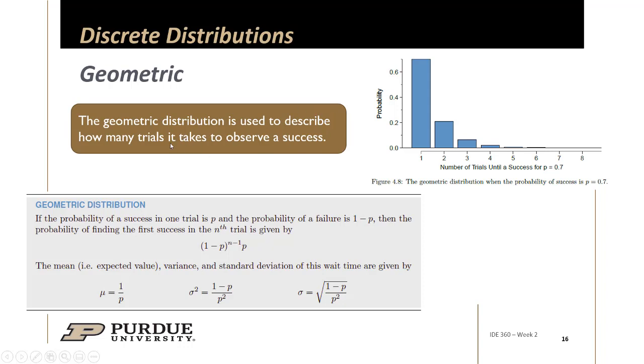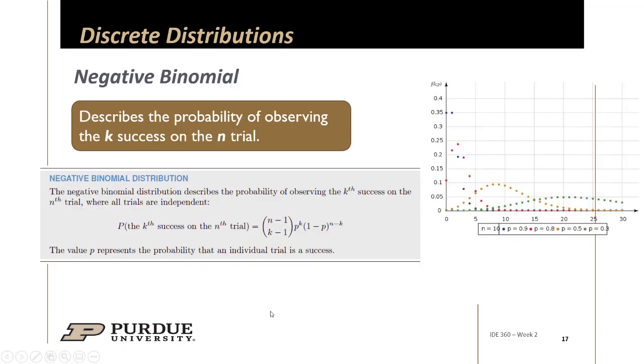Then another discrete distribution is the geometric. This one is used to describe how many trials it takes to observe a success. So basically, it's mapping how many trials I will need to get my first success, and it's related to the Bernoulli experiments and the binomial distribution too. So we have our particular formulas to calculate their mean and standard deviation.